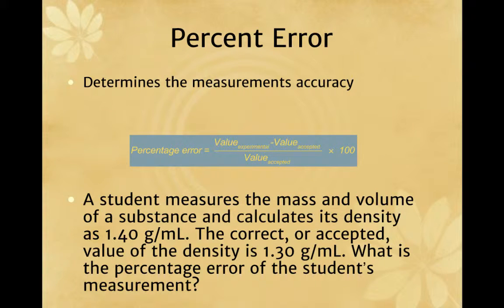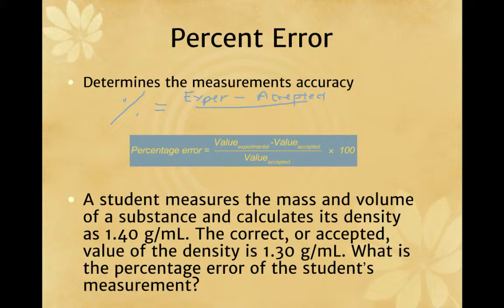In order to determine our accuracy, we use what's called percent error. So let me write this up so you can see it a little better. So percent error equals the experimental minus the accepted.